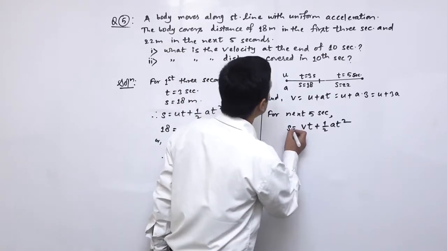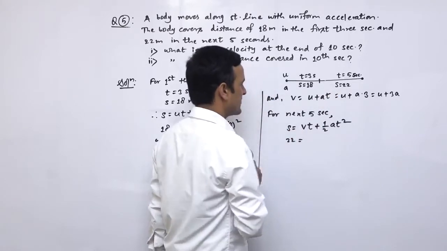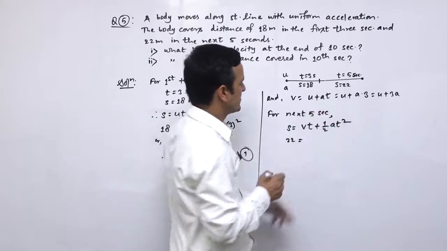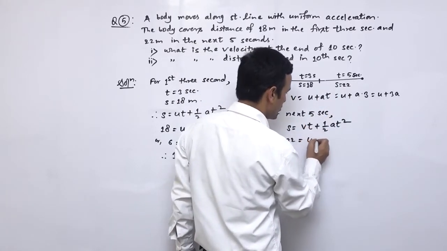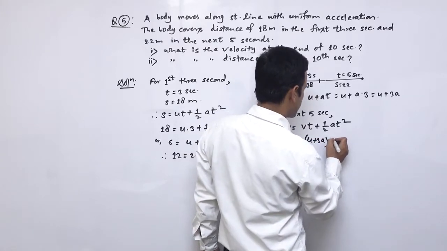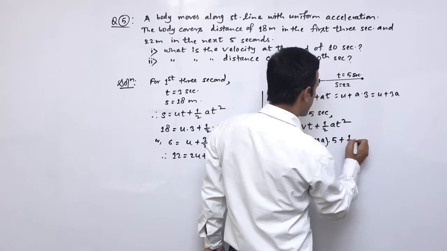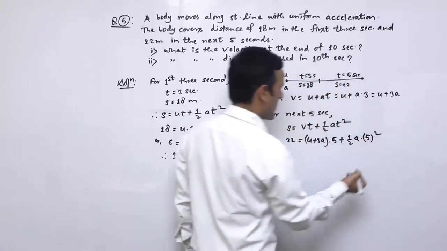Now we can write down s is equal to 22. So this is the data. Distance covered by the body is 22 and v means u plus 3a, times t means it is 5, and 1 by 2 at square means it is 5 square.